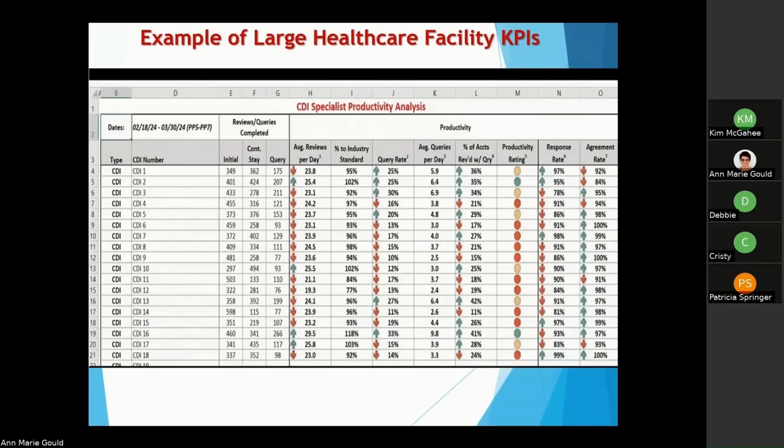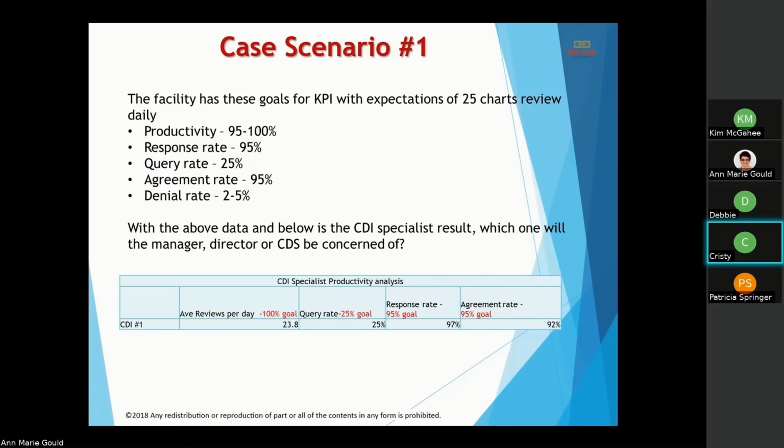So this is what we're going to use as the CDI specialist productivity analysis for our case scenarios here. We have the CDIs listed from 1 to 18, and then Christy's going to go through this for us, right? Yeah, okay.